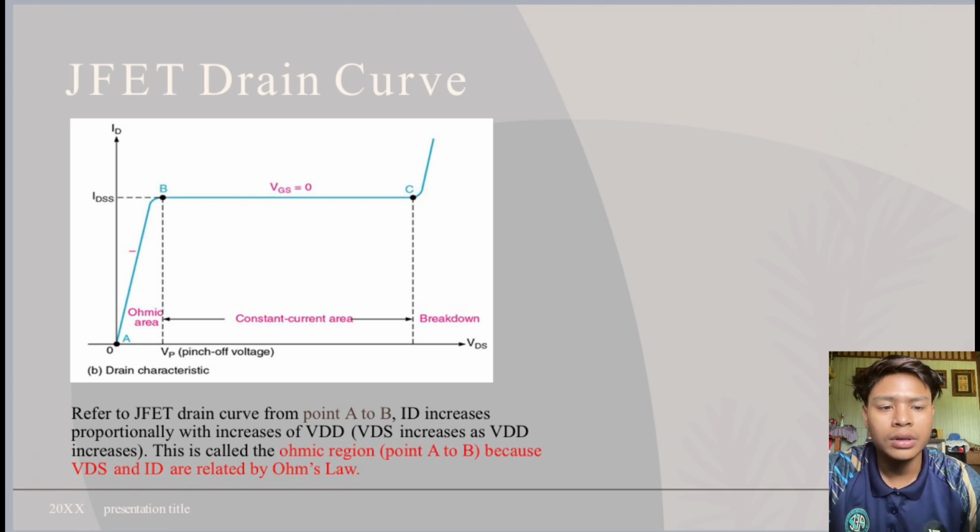Refer to the JFET drain curve from point A to B. ID increases proportionally with the increase of VDD. VDS increases as VDD increases. This is called the ohmic region, point A to B, because VDS and ID are related by Ohm's law.